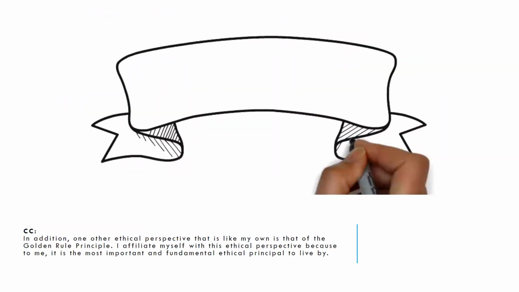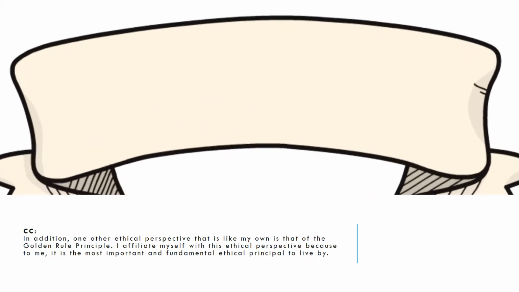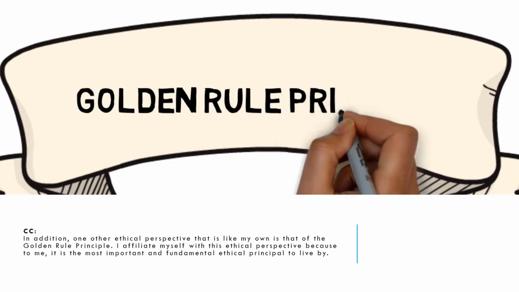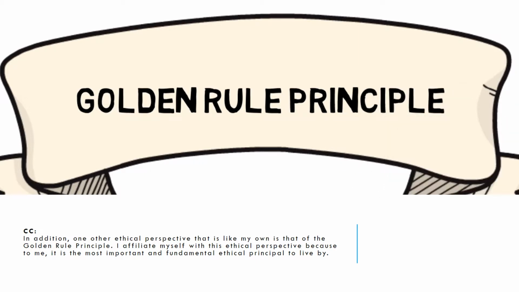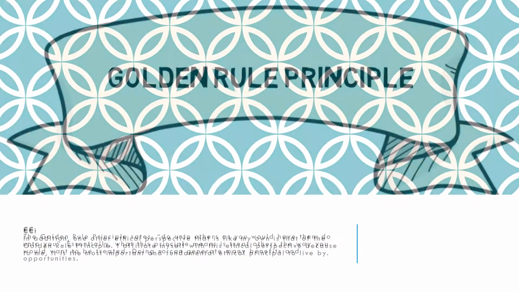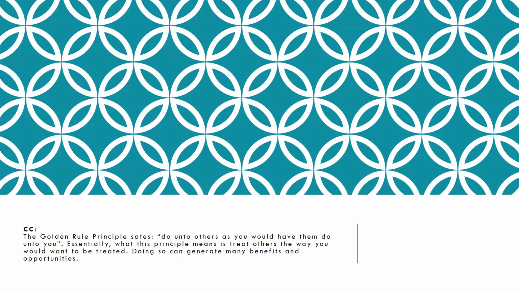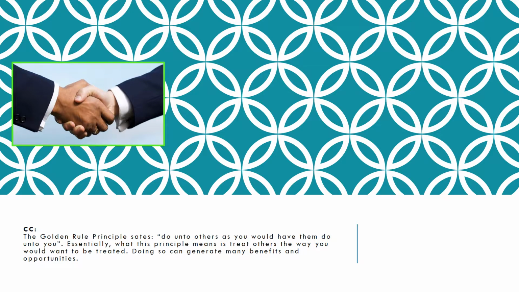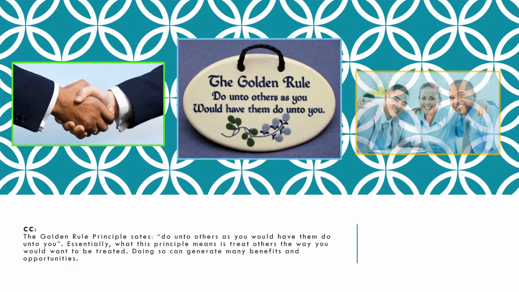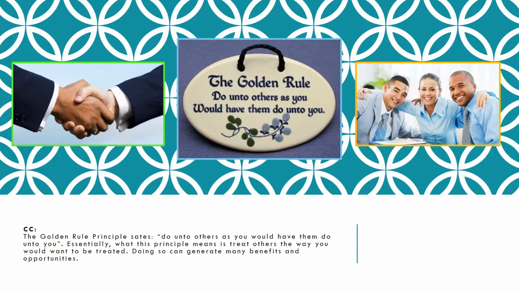In addition, one other ethical perspective that is like my own is that of the Golden Rule principle. I affiliate myself with this ethical perspective because to me, it is the most important and fundamental ethical principle to live by. The Golden Rule principle states, "Do unto others as you would have them do unto you." Essentially, what this principle means is treat others the way you would want to be treated. Doing so can generate many benefits and opportunities.